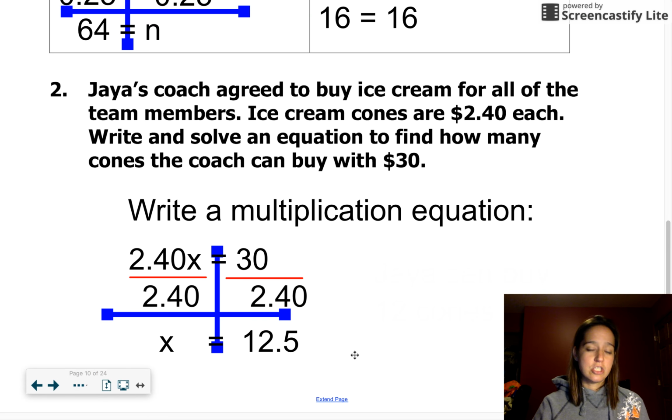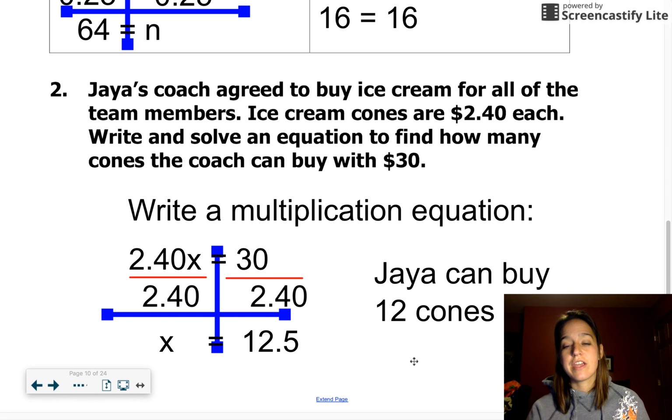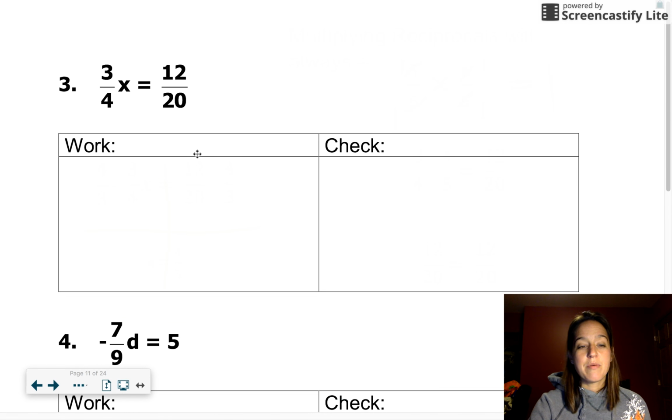Can I buy 12 cones? Hopefully your answer is yes. Then it's, can I buy 13 cones? Well, no. You don't have enough. You can only buy 12 and a half. So your answer isn't 12 and a half, but your answer is that Jaya can buy 12 cones. Okay? If you want to replay that and go through those two questions, feel free to. But right now, we are going to move on to this problem.